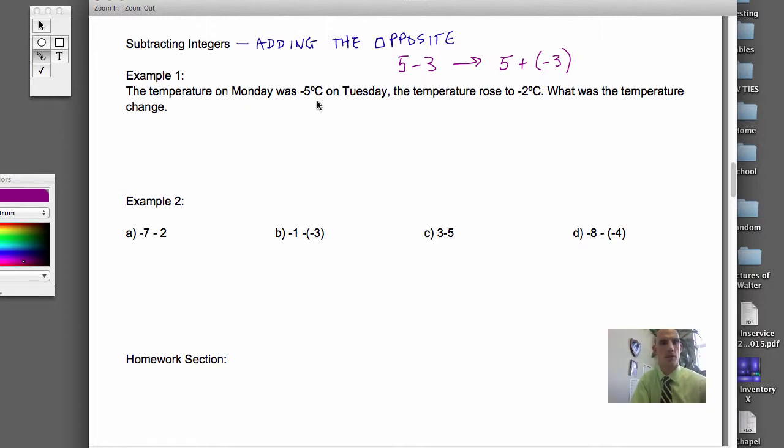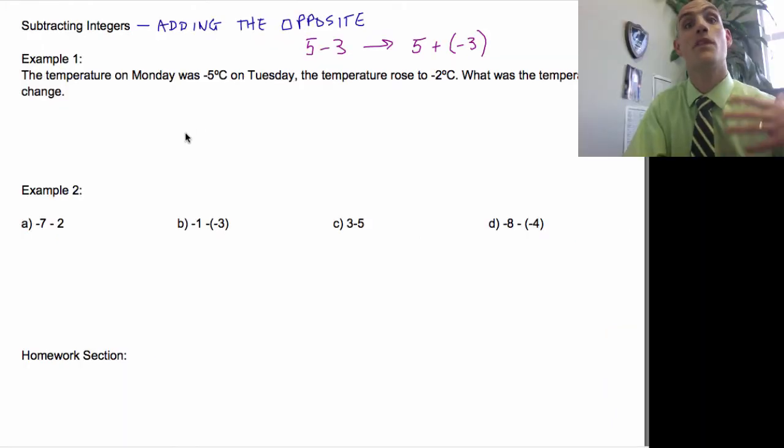The temperature on Monday was negative 5 degrees Celsius. On Tuesday, the temperature rose to negative 2 degrees Celsius. What was the temperature change? Now you're thinking to yourself, okay, what are we doing? This is a simple example to help us illustrate. And so what we're going to do is say, where did it go? Because we're going to look at what the temperature change was.